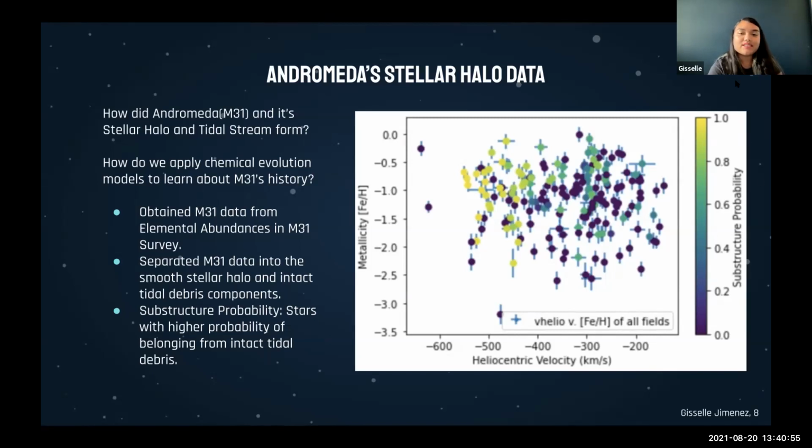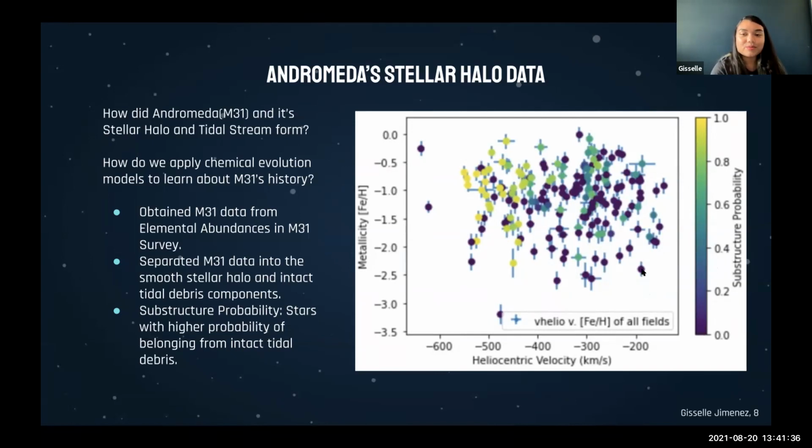The plot on the right is the metallicity versus the heliocentric velocity of all the stars in the stellar halo. And the color bar here is the substructure probability, which can tell us which stars have a higher probability of belonging to the intact tidal debris. The higher the probability, the more yellow in color, and the lower the probability, the more purple in color. And if a star has a lower probability of belonging to the intact tidal debris, it has a higher probability of belonging to the smooth stellar halo.